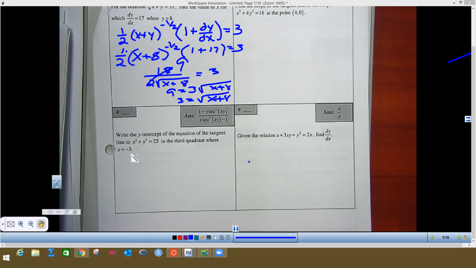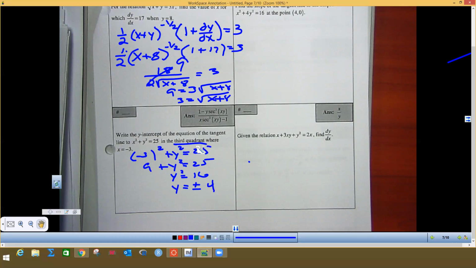Just like we did on the first problem, plug -3 in for x, solve for y. So I'm going to get 9 plus y equals 25. Oops, it should be y squared. Y squared equals 16. I square root, and I get y can be positive or -4. And we're in quadrant 3. What kind of value of y in quadrant 3? Negative. So I ignore this one. I got -4.